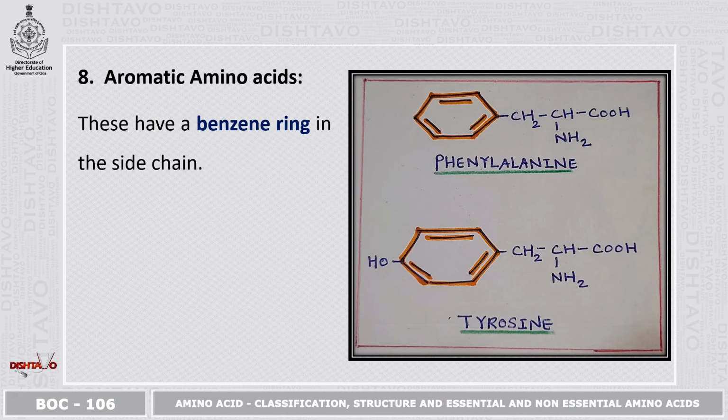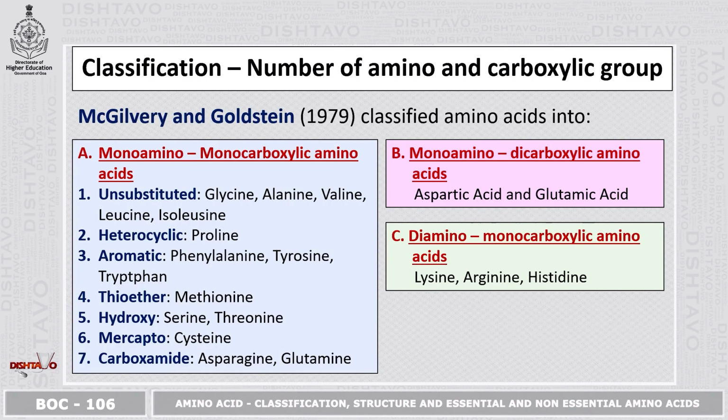Aromatic amino acids. Here you can see the presence of a benzene ring in this and this structure. Examples to cite under these, we have phenylalanine and tyrosine. Now this is another type of classification, the second, the classification based on the number of amino and carboxylic groups.